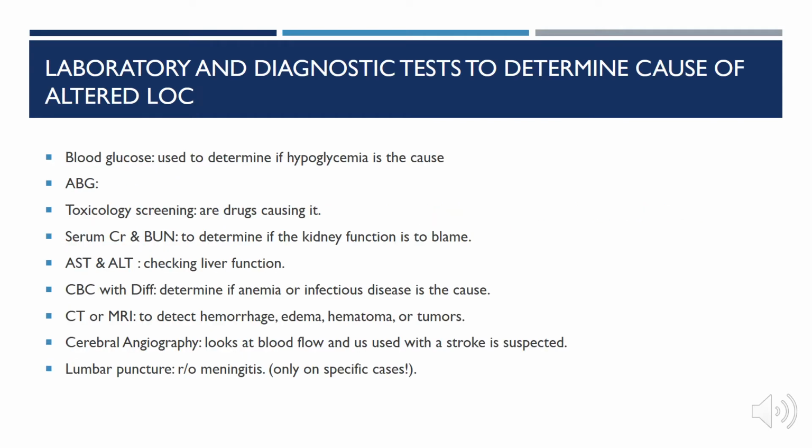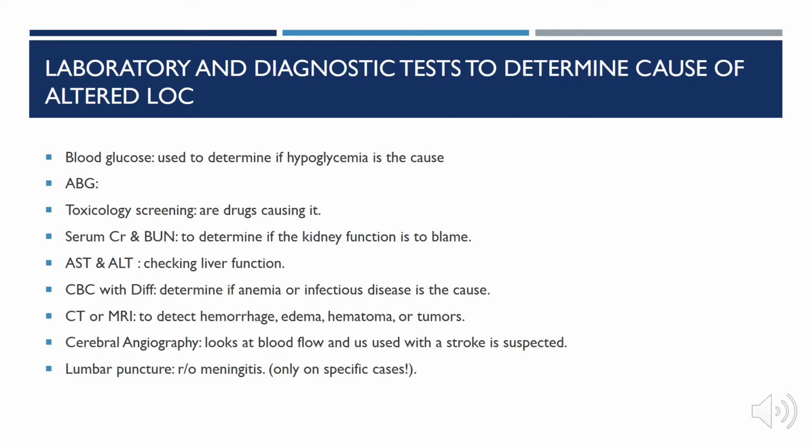Laboratory and diagnostic tests used to determine the cause of altered level of consciousness vary very much. We always check a fasting blood sugar. We want to make sure that hypoglycemia is not causing the altered state of consciousness. We can do ABGs. Again, hypoxia can also mimic these signs and symptoms. Toxicology screens are done to make sure drugs are not the cause. Creatinine and BUN are done to make sure kidney function is okay and that our kidneys are working properly, because if they're not, those toxins can cause the same symptoms.